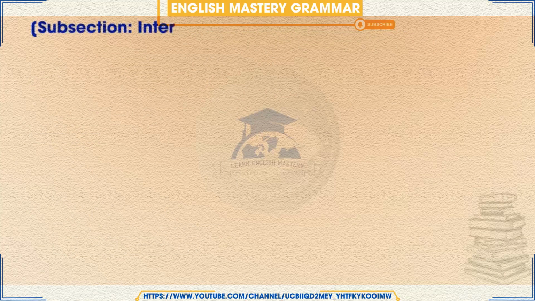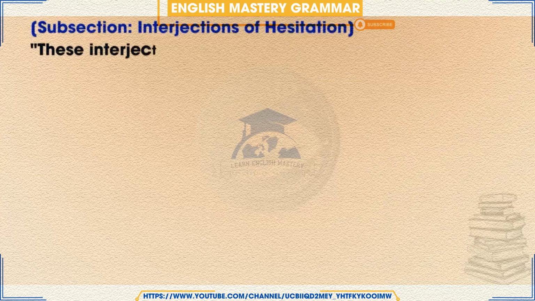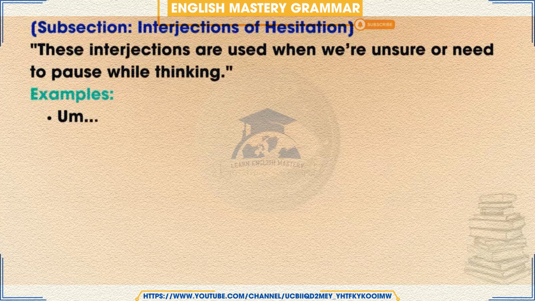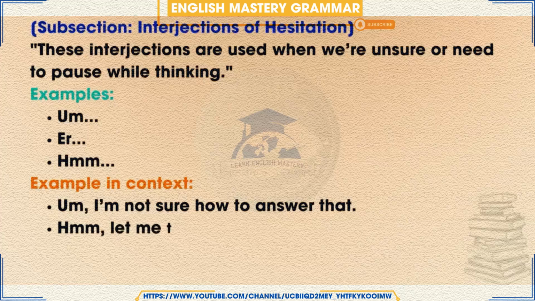Subsection: Interjections of hesitation. These interjections are used when we're unsure or need to pause while thinking. Examples: Example in context: I'm not sure how to answer that. Let me think about it.